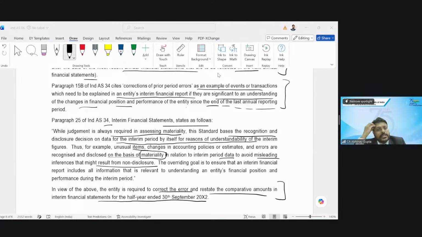So whatever belongs to a particular quarter has to be recognized within that quarter itself. For example, the tax expense. For tax expense, you calculate the weighted average tax rate first, then you apply that rate on your quarterly income in order to calculate the tax expense.